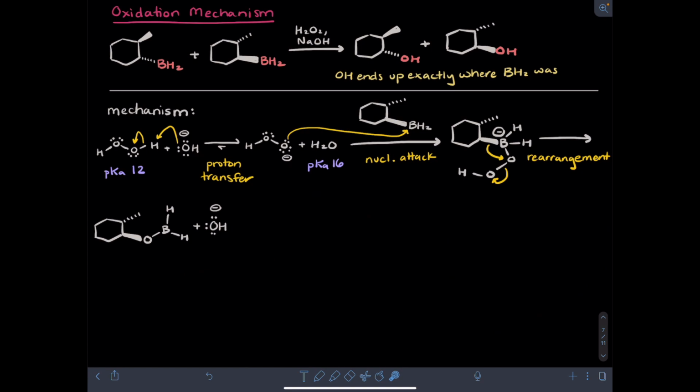Notice before it was carbon-boron-oxygen, and now it is carbon-oxygen-boron. Importantly, when this step occurs, the stereochemistry doesn't change. So if you had a wedged bond to boron before, you still have a wedge bond now to oxygen.